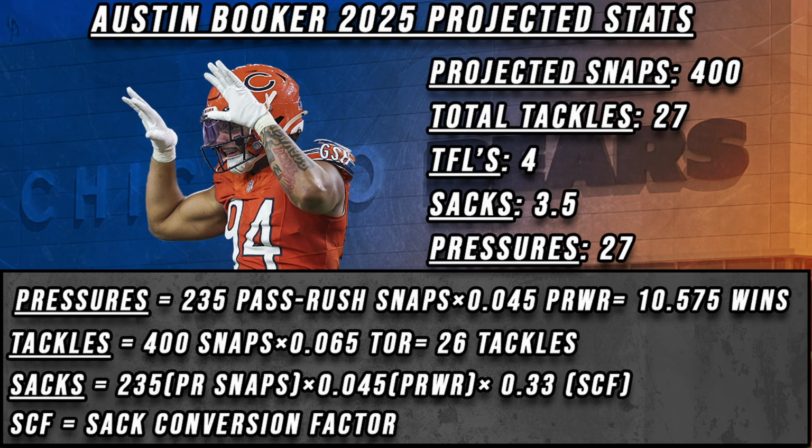He's slated for 27 tackles, adapting his collegiate tackle opportunity rate to an NFL average of 0.065 per snap. Again, using the logistic regression, considering 27 pressures and 20 run stops, we projected 4 tackles for a loss, and a fractional 0.1 forced fumbles is expected.